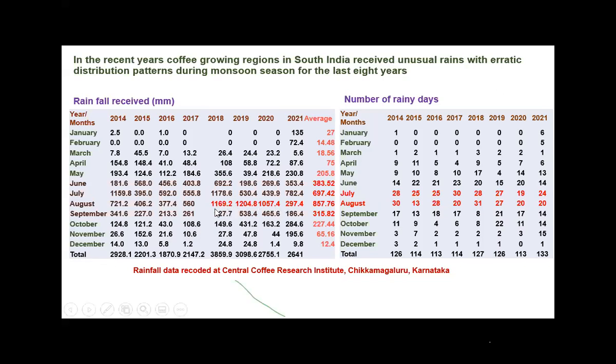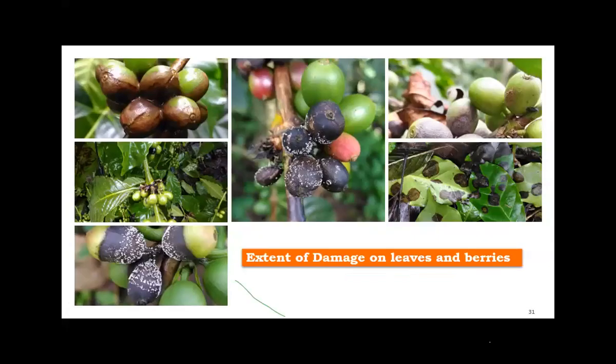In the month of August, we will be seeing a high quantum of rainfall within a very short period. You can see here the number of rainy days. In all these years we see 28, 30 days of rainfall. For that reason, of late we are observing flare-up of monsoon rots in almost all the estates.